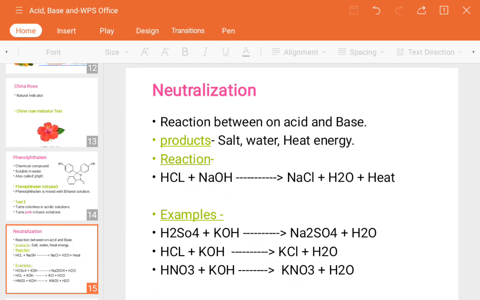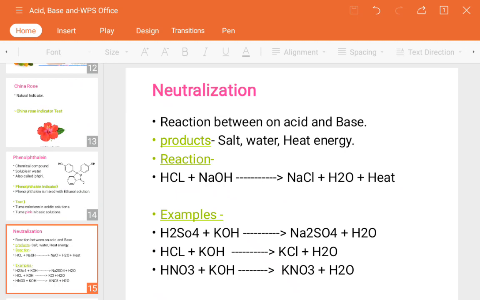Hydrochloric acid plus sodium hydroxide. When you mix hydrochloric acid and sodium hydroxide, it gives sodium chloride plus water, and heat will also be released. NaCl is a common salt which we use for preparing food and for normal eating purposes. Hydrochloric acid and NaOH are chemicals which are available in the laboratory.